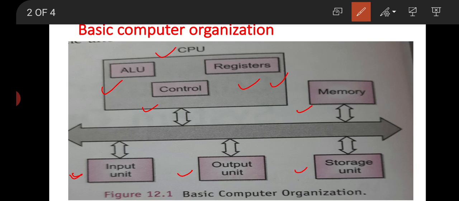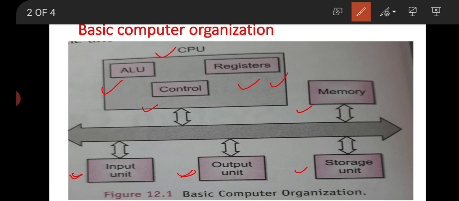Now the second one is the output devices. Output devices are used to produce or display output to the user. When our data is processed within the CPU, the output or result will be displayed to the user. Output devices are like monitors, printers and speakers.